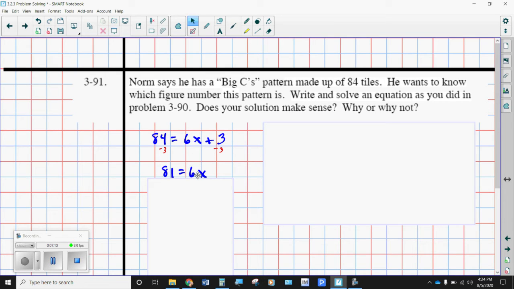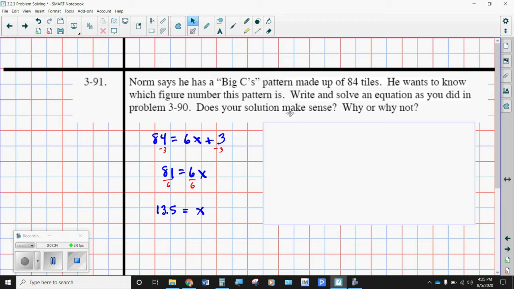Well, 6 times 10 is 60. 6 times 11 is 66, then 72, then 78. Where does 81 fall? 6 doesn't go into 81 evenly. When you divide it, you end up with 13 and a half.